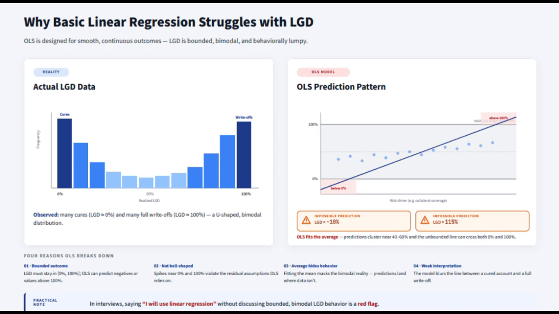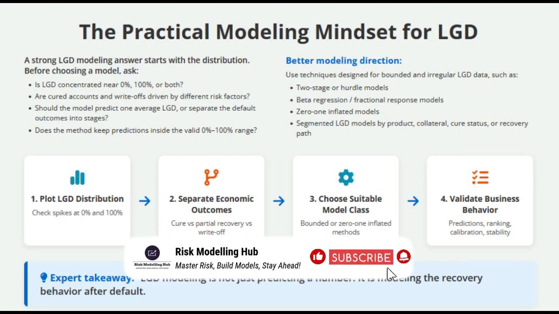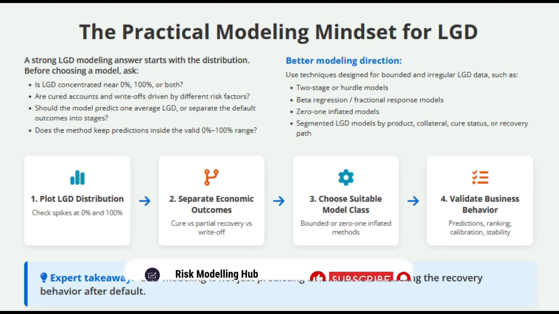This distribution challenge drives the sophisticated modeling approaches that we'll use in practice, and we'll cover that next. So, the practical modeling mindset for LGD should be that it starts with a distribution. Before choosing a model, always ask: is LGD concentrated near 0% or 100% or both? Are cured accounts and write-offs driven by different risk factors? Should the model predict one average LGD or separate the different default outcomes into stages? Does the method keep predictions inside the 0% to 100% range, or is it going outside?